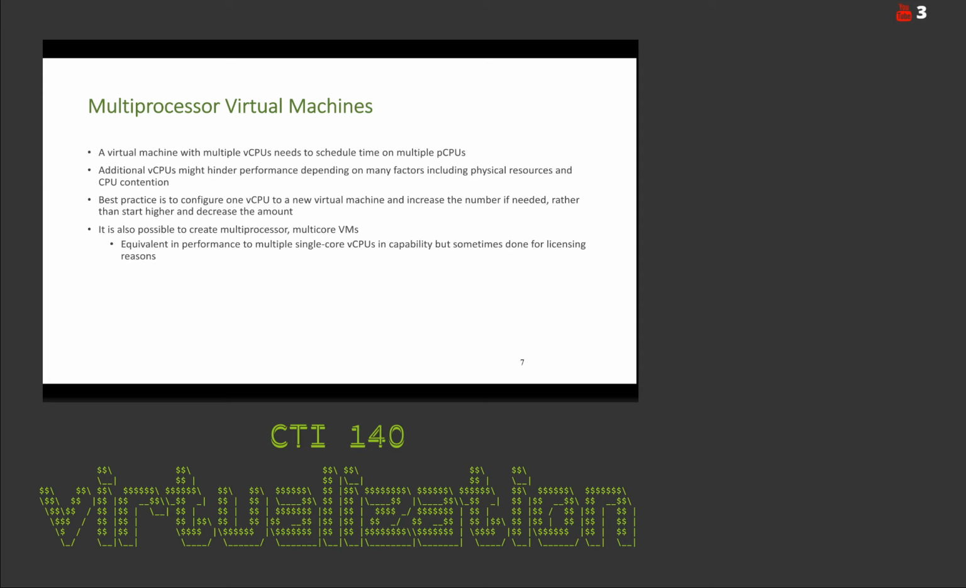But this is sometimes done for licensing reasons. Sometimes you have software licenses that require it to be on a multiprocessor, multi-core machine. And we can virtualize that. But when we virtualize it, it's going to have the same impact. It's going to be equivalent in performance to multiple single-core virtual CPUs, more or less, because that's just the way that it works out.